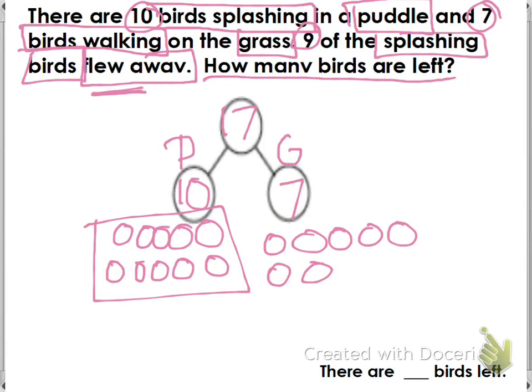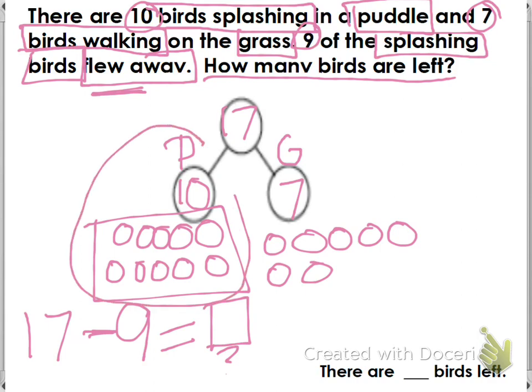All right, next step is that we can write our number sentence. Well, we know that we are going to have 17 altogether. We are about to take away 9 birds that flew away. And we have to figure out what this number is right here. So let's do that. Let's take away 9 birds. Remember, it says 9 of the birds that are splashing in the puddle flew away. So that means these right here. So we have to take away from those. So we're going to take away 9. So 5, 6, 7, 8, 9.